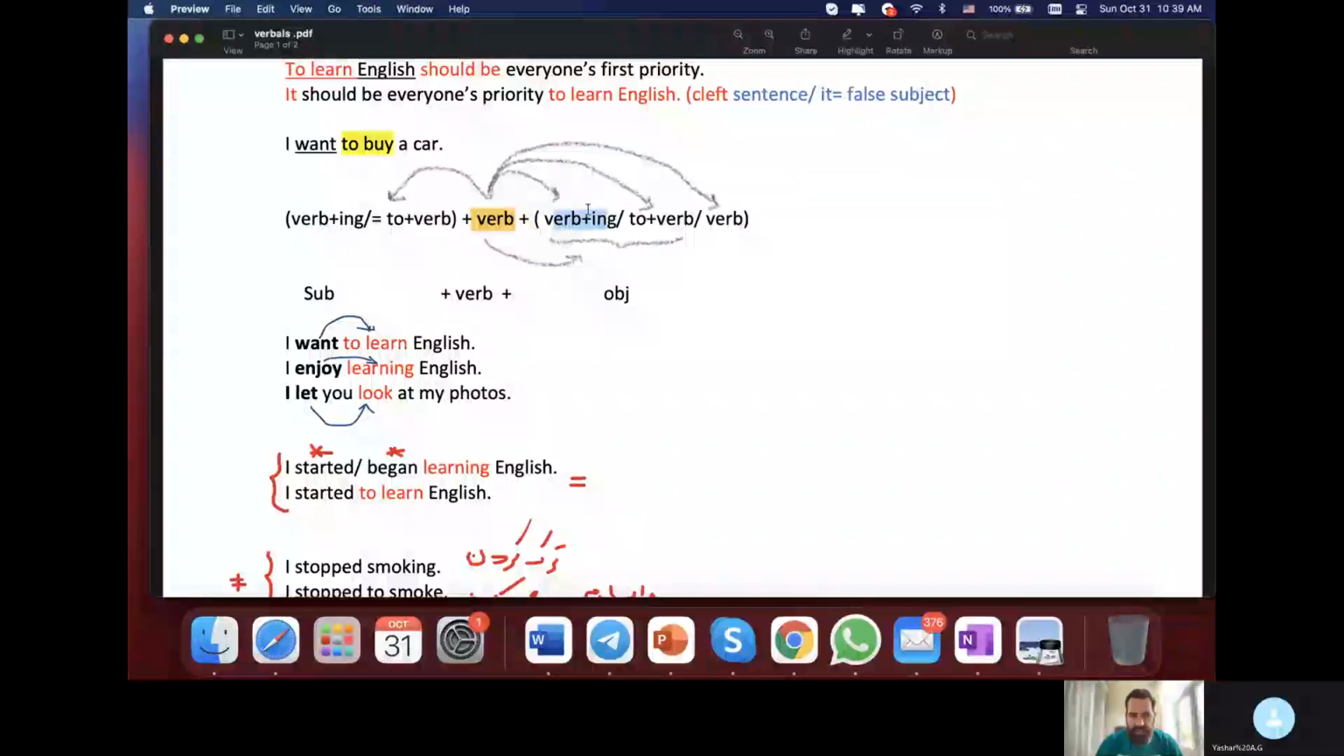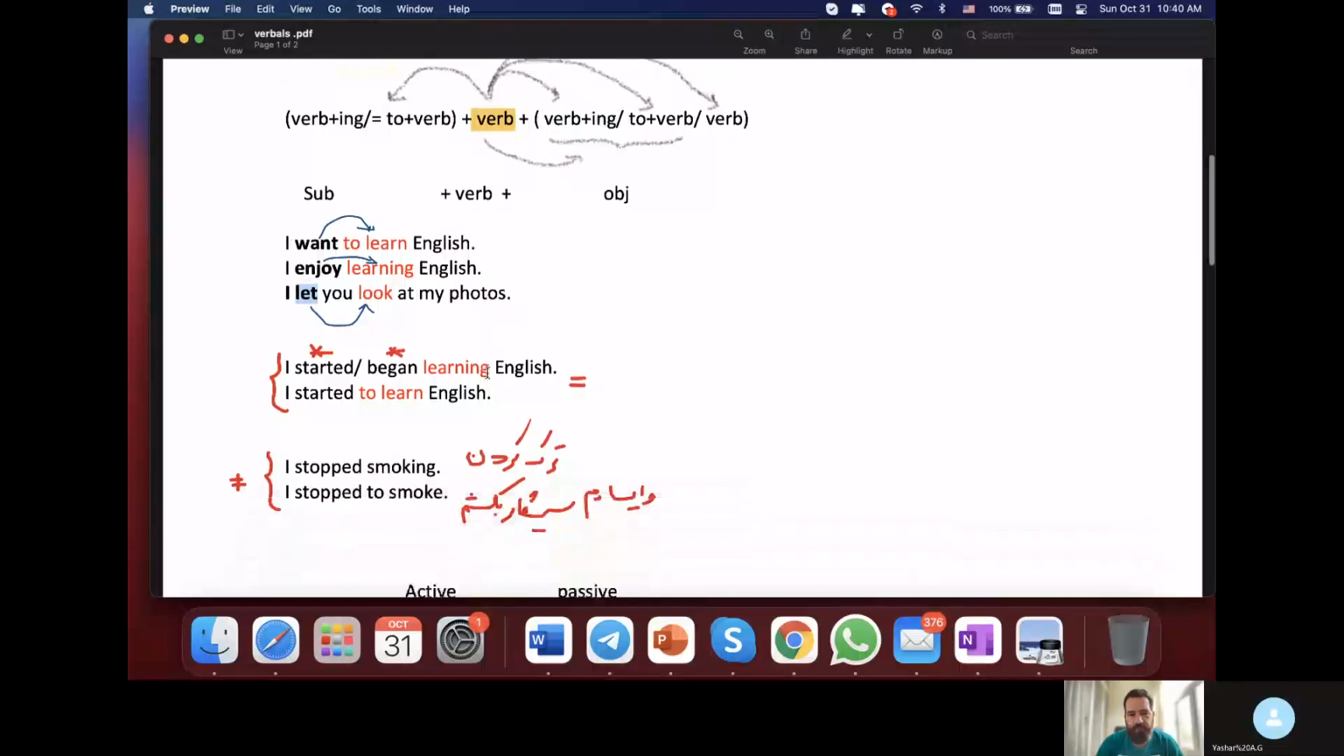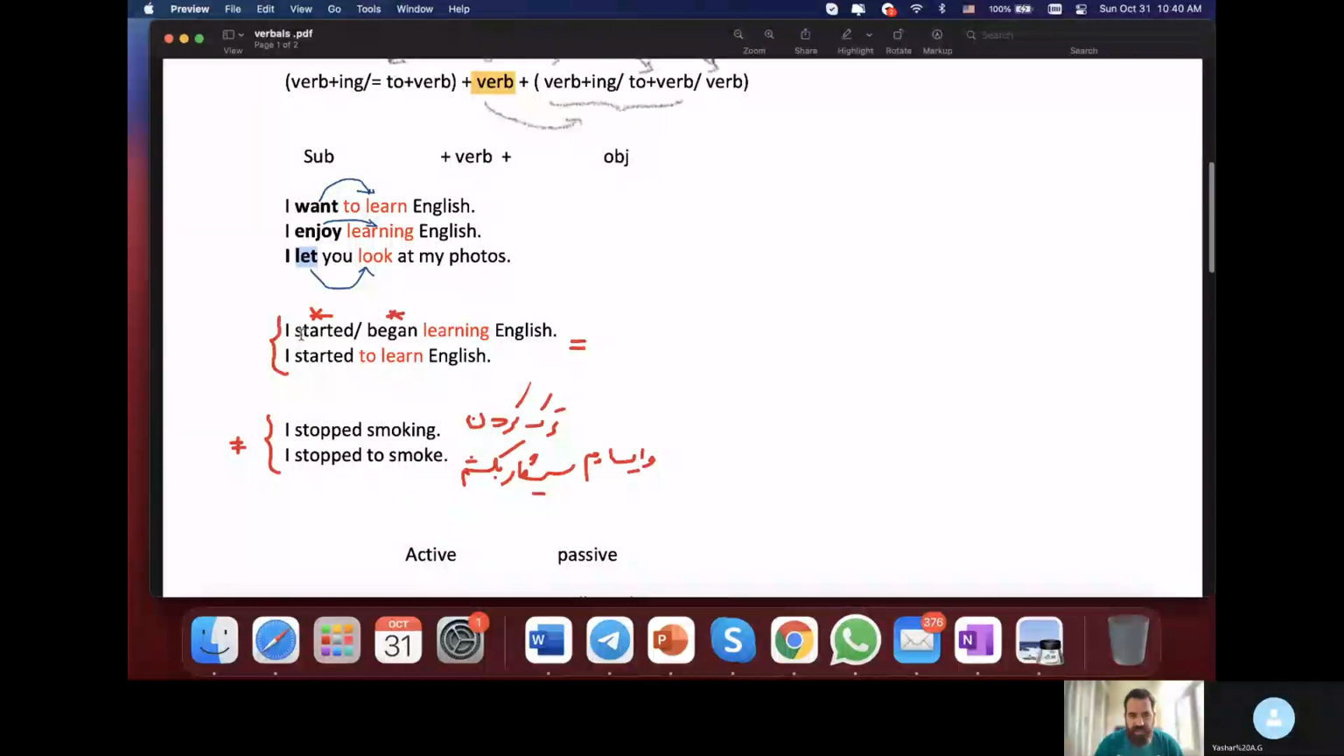So, generally speaking, if you use a verb in the place of the subject, you have two choices, verb plus ing or to plus verb, which are the same. But if you use it in the object place, you can use ing, to, or bare verb based on the nature of the primary verb you apply. There are some verbs that are followed by both ing and to without any change in meaning. So I say they are the same. I started or I began learning English has the same meaning as I started to learn English. There is no difference.